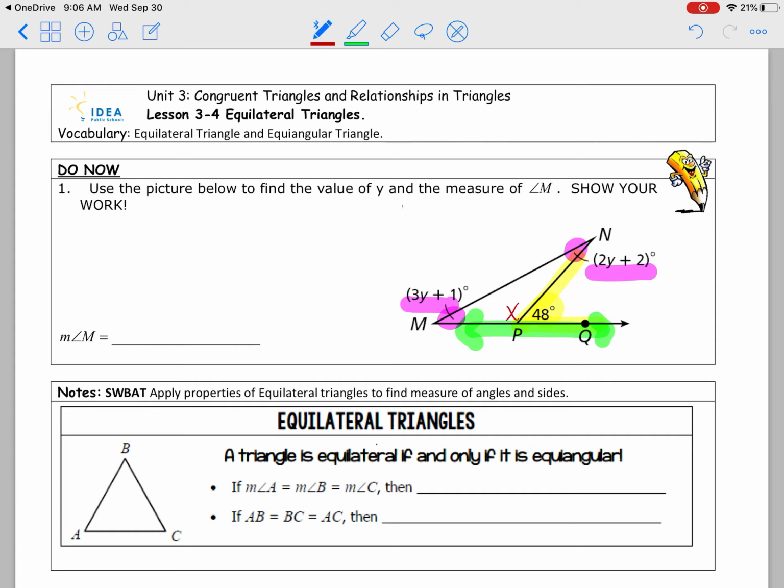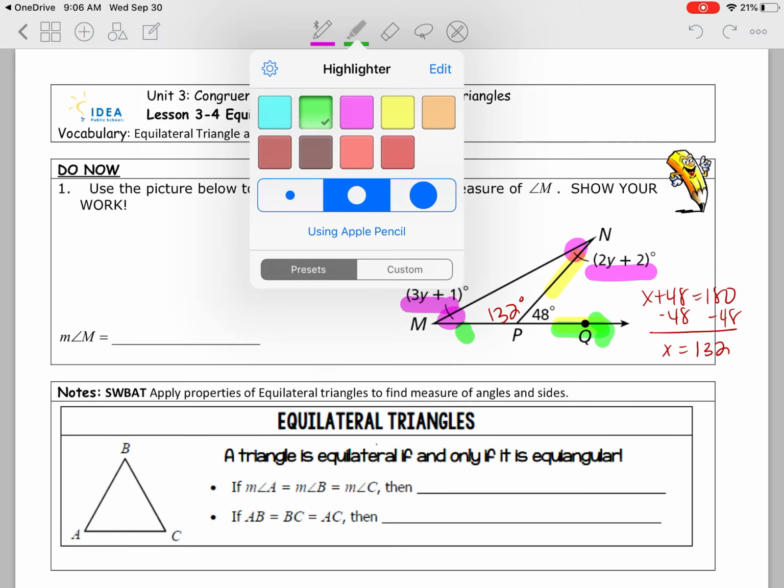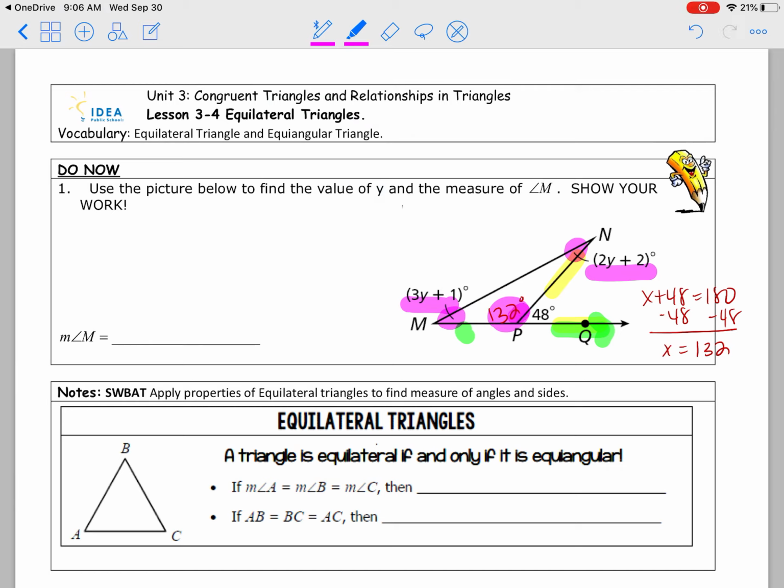So here, in order to find that missing interior angle, we would do x plus 48 equals 180. Then subtract 48 from both sides, and we get x equals 132. Once you have all three interior angles, then you need to solve for y.